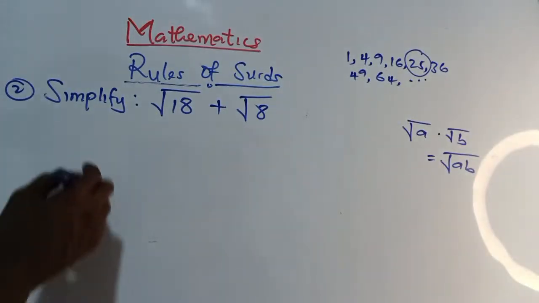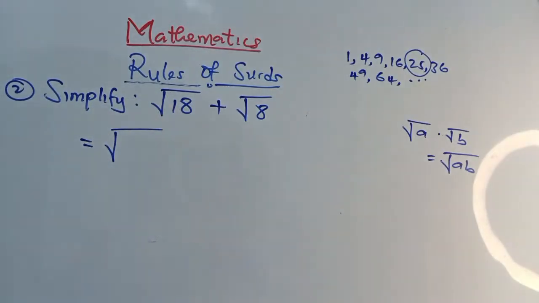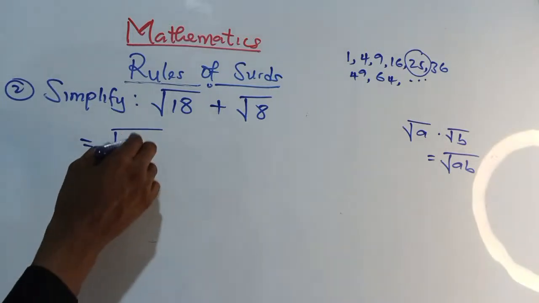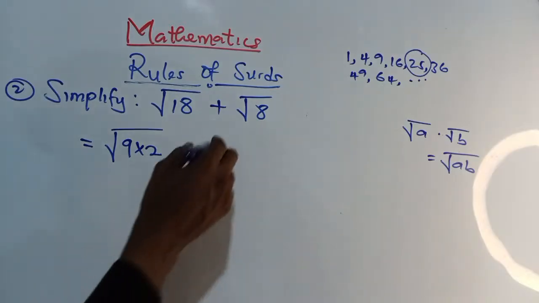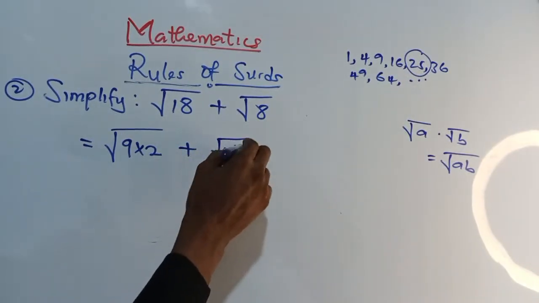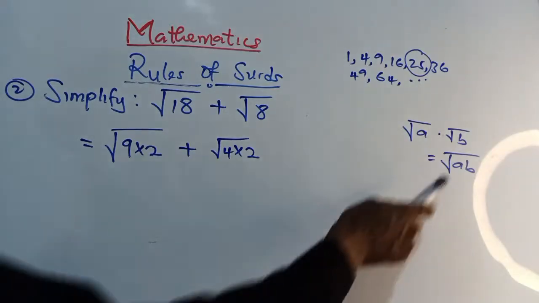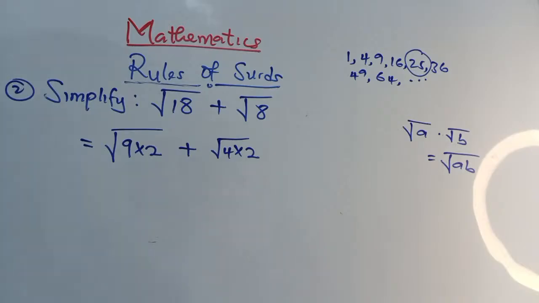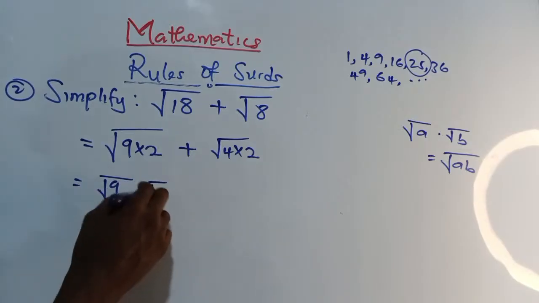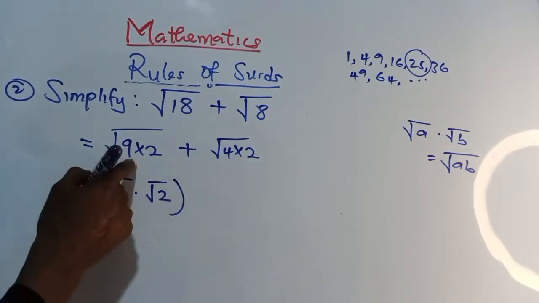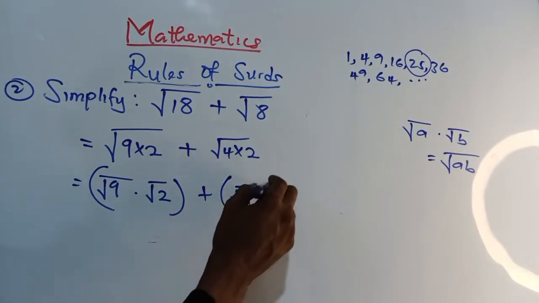Okay, so now let's see how we can split it. In 18, we have 9 times 2. 9 times 2 will give us 18, plus 8. We have 4 times 2. 4 times 2 will give us 8. Okay, so now applying the first law that I gave us, we have root 9 multiplied by root 2, for the first one, plus root 4 multiplied by root 2.